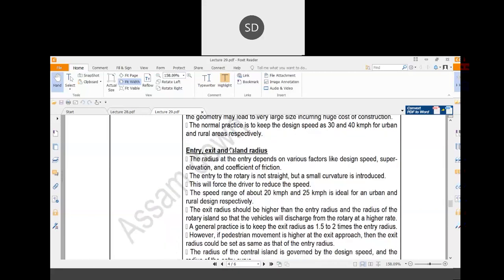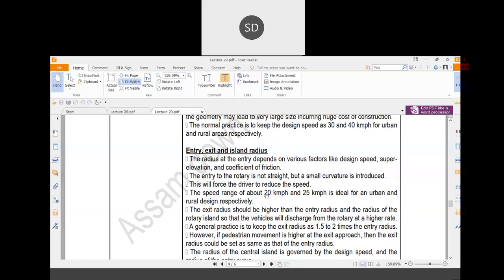Now, entry and exit width and central island radius. The radius at the entry depends on various factors like design speed, super elevation, and coefficient of friction. The entry to the rotary is not straight, but a small curvature is introduced in the entry portion. Therefore, it is called your entry curve, and this will force the driver to reduce speed, as you are introducing a curve with super elevation and coefficient of friction. Therefore, it will reduce the speed of the vehicles.